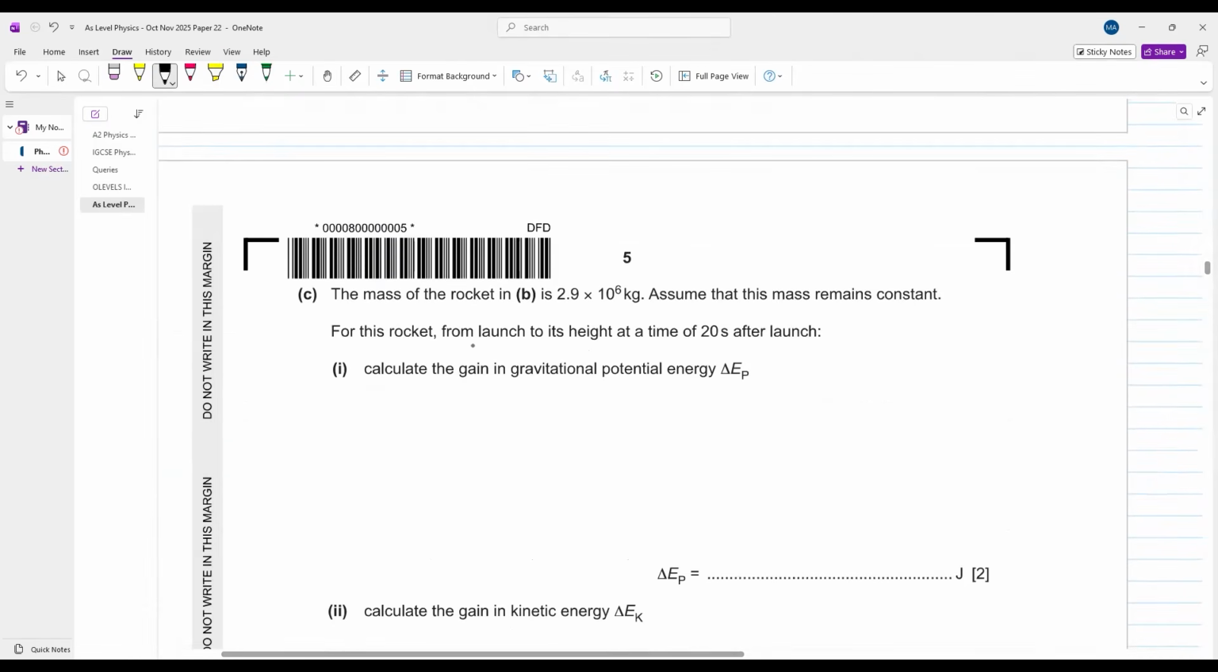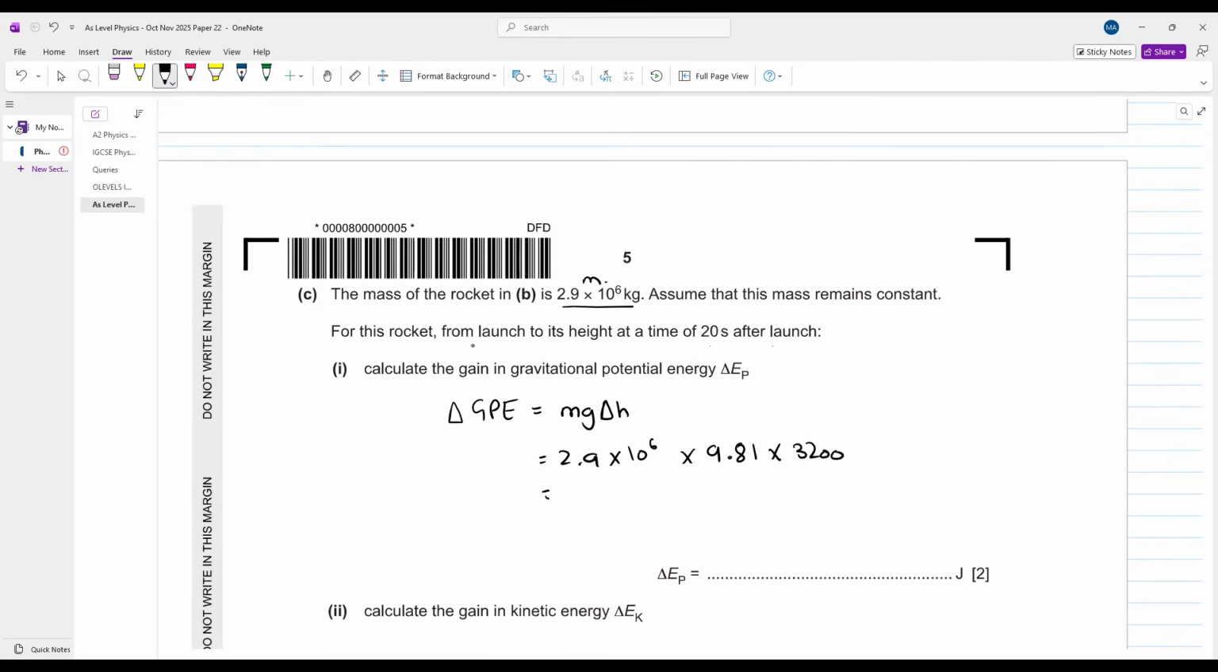Let's further move ahead. The mass of the rocket in B is this. Okay, ये mass of rocket आ गया आपके पास. Assume that this mass remains constant. For this rocket, from the launch to its height at a time of 20 seconds after launch, calculate the gain in gravitational potential energy. बेटा, gain in gravitational potential energy कैसे निकालेंगे? mg, change in height. मास क्या है? 2.9 × 10^6. Gravitational field strength क्या है? 9.81.